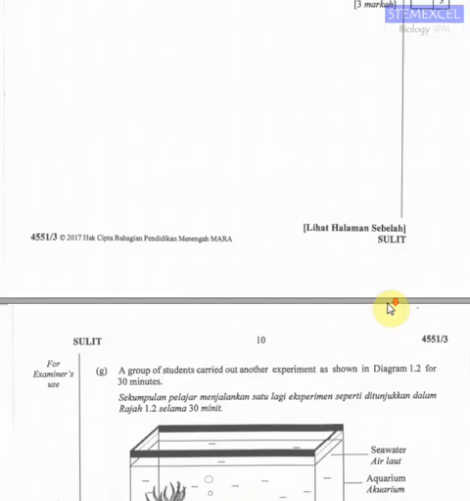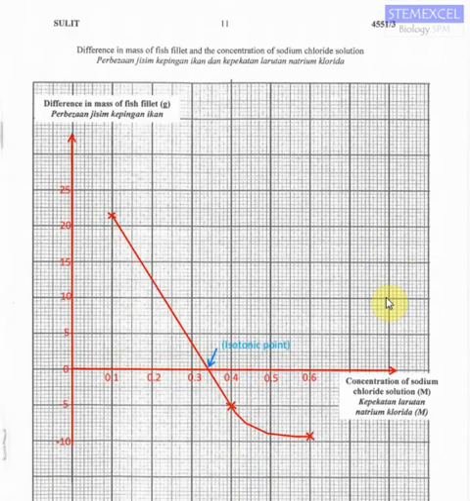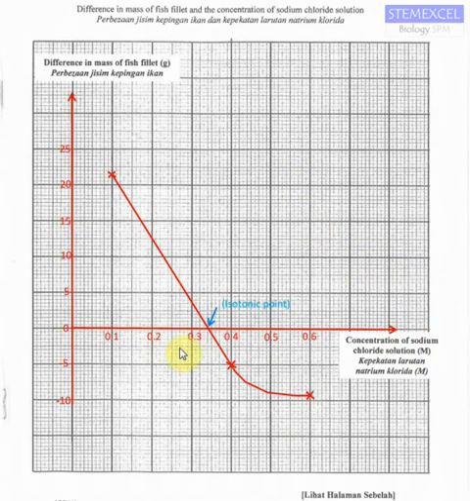So let's move to the graph first. Alright, so this is how the graph will look like. If the axes are not already labeled, make sure that you label the axes. To recall, the x-axis will be the place where you put in your manipulated variable, and the y-axis will always be your responding variable. So in this case, the concentration of sodium chloride is your manipulated variable, so it's in the x-axis. The difference in the mass of fish is the responding variable, so it's in the y-axis. And then you make sure that you transfer all the data points and then draw a line.